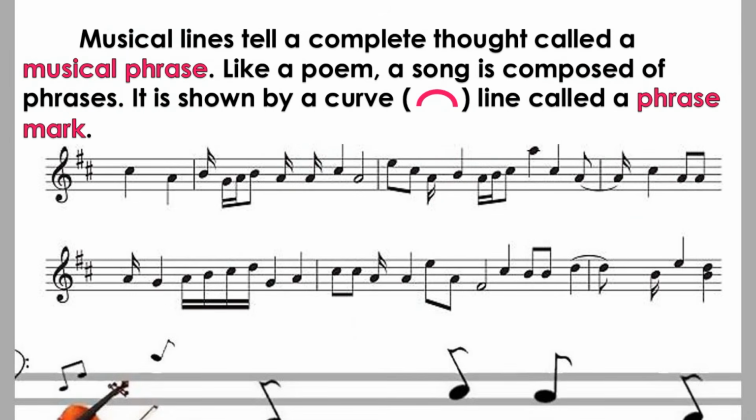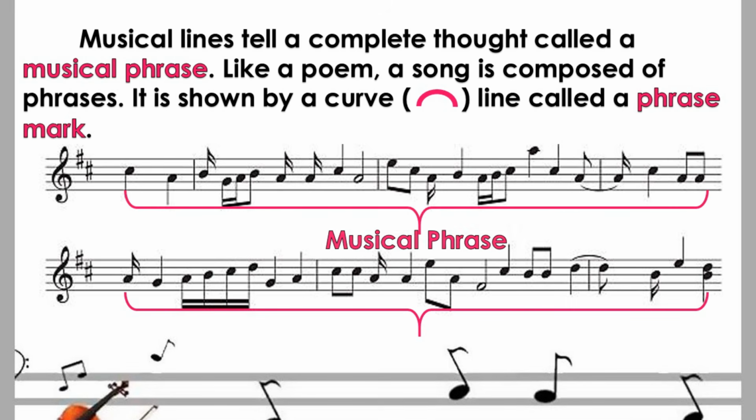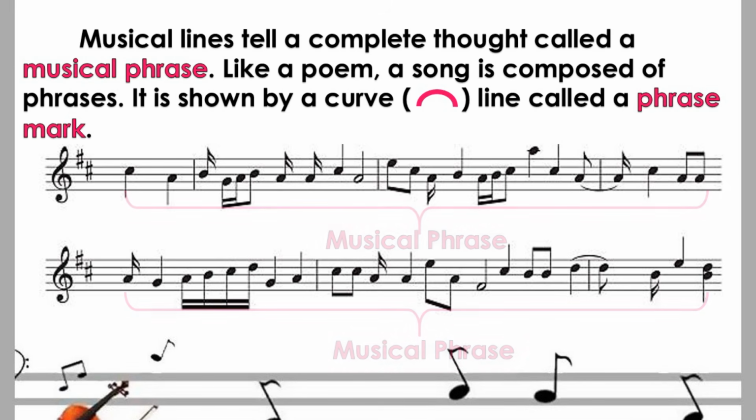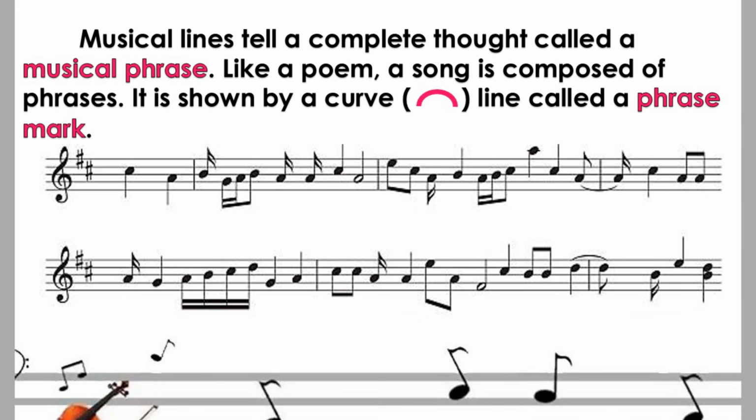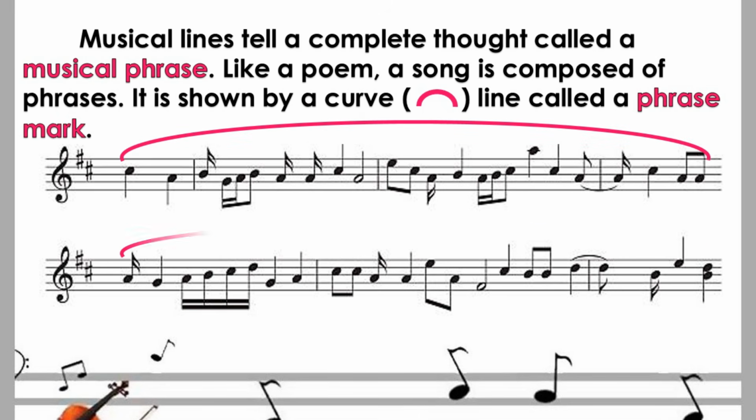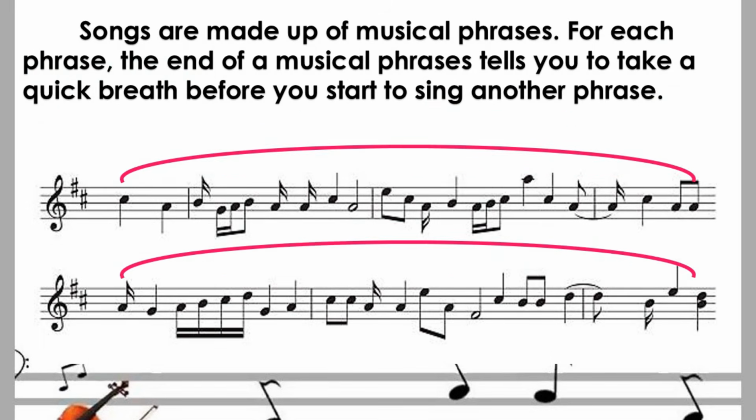Musical lines tell a complete thought called a musical phrase. So these are musical phrases. Like a poem, a song is composed of phrases. It is shown by a curved line called a phrase mark. These are called phrase marks. Songs are made up of musical phrases. At the end of a musical phrase, you take a quick breath before you start to sing another phrase.